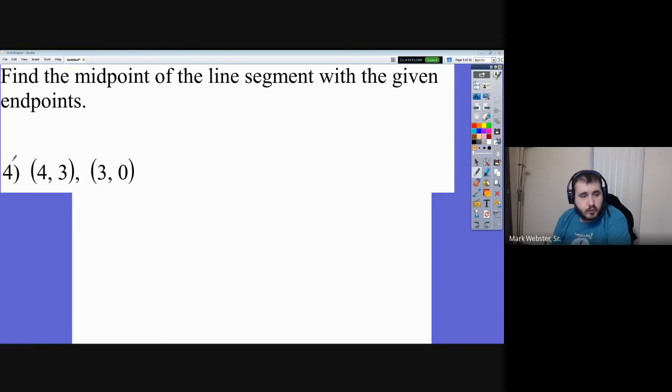All right. So again, there's your x's, there's your y's. Make sure to identify which one is which. And now, what's halfway in between the x's? What's halfway in between 4 and 3? What's halfway in between your y's? What's halfway in between 3 and 0?